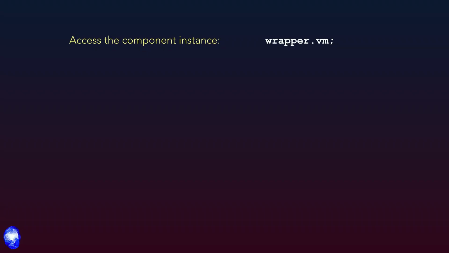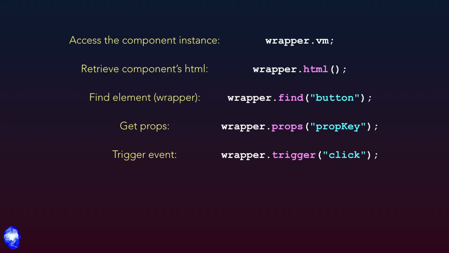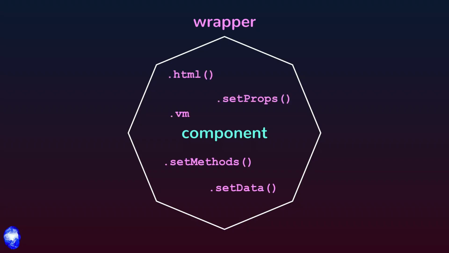So if in our test we want to access the component instance, we can say wrapper.vm. If we wanted to retrieve the component's HTML, we can run the html function on this wrapper. If we wanted to find an element, we just say wrapper.find, and that helps find the element in wrapper form. If you wanted to get the props of this particular component, we just use the props function. If you wanted to trigger an event, we say trigger. If you wanted to set methods, and so on and so forth. In fact, if you go to the vue-test-utils documentation, you'll see a large list of utility functions and helpers that can help make testing easier. And this is a good visualization of this wrapper, right? This wrapper wraps the component and provides all these methods in our tests.